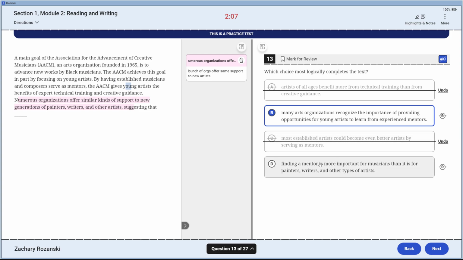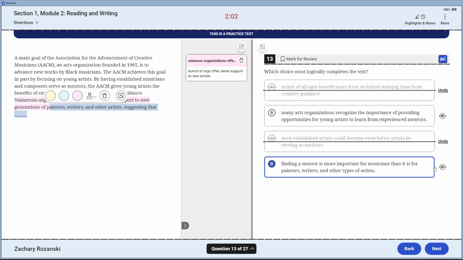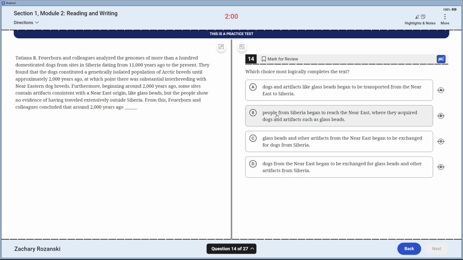Finding a mentor is more important for a musician than it is. This is drawing some sort of parsing out of these things, but this is saying that painters all benefit. Pick it, move on. B is the right answer. Then let's engage with our final question.